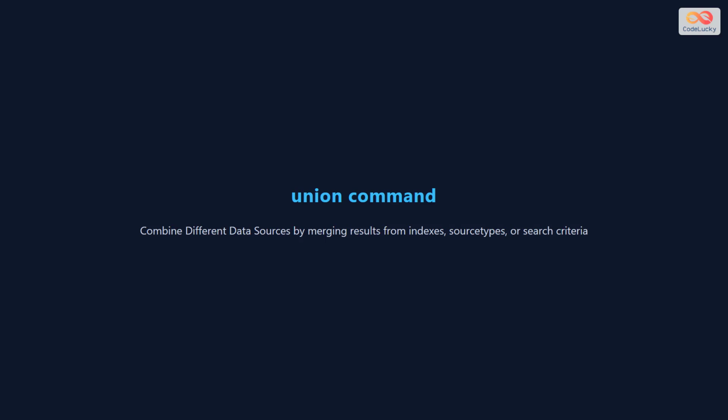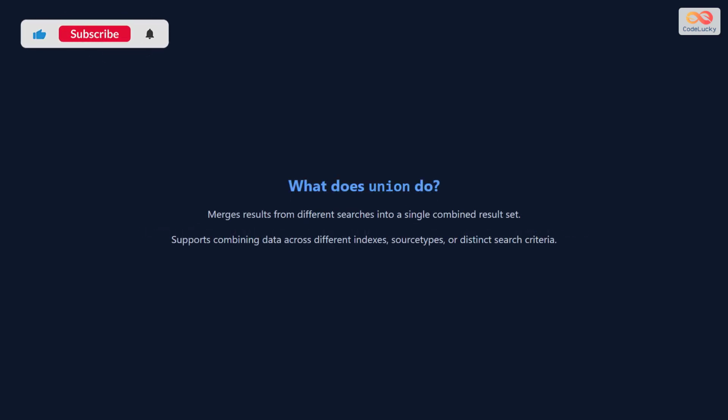The union command in Splunk is used to combine different data sources by merging results from various indexes, source types, or search criteria into a single dataset. The union command merges results from different searches into one combined result set. It supports combining data across multiple indexes, source types, or distinct search criteria for comprehensive analysis.